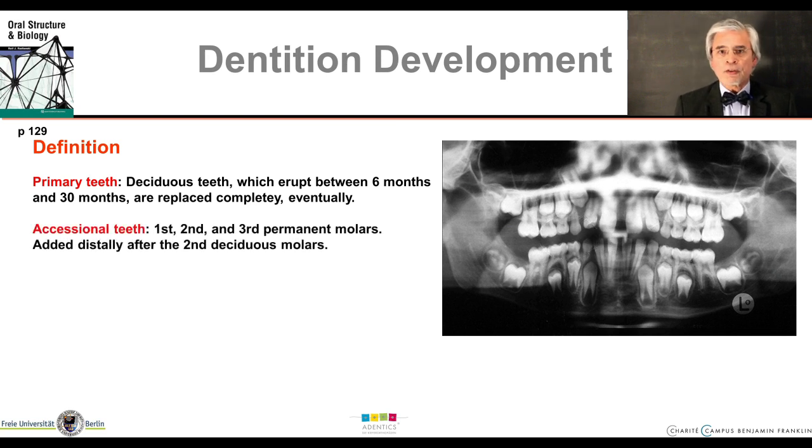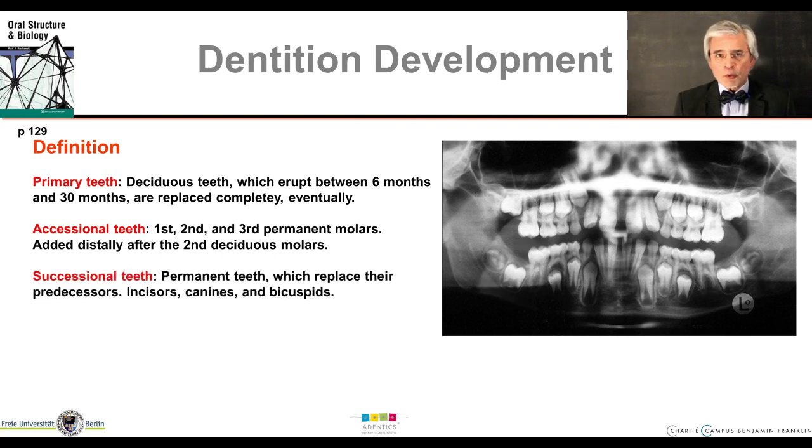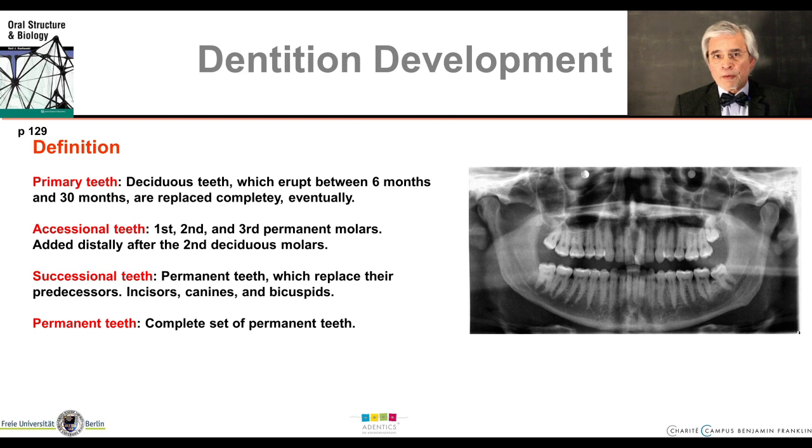The first, second, and third permanent molars are called accessional teeth, whereas there are some people who do not even possess third molars. Maybe they have some out of 4, or even completely none. They are called accessional teeth because they do not have any precursor tooth. Successional teeth are all those permanent teeth which replace their deciduous precursor. So these are the permanent incisors, the cuspids, and the premolars, also called the bicuspids. And then the permanent teeth are all those teeth which make the dentition after the shedding of the deciduous teeth.